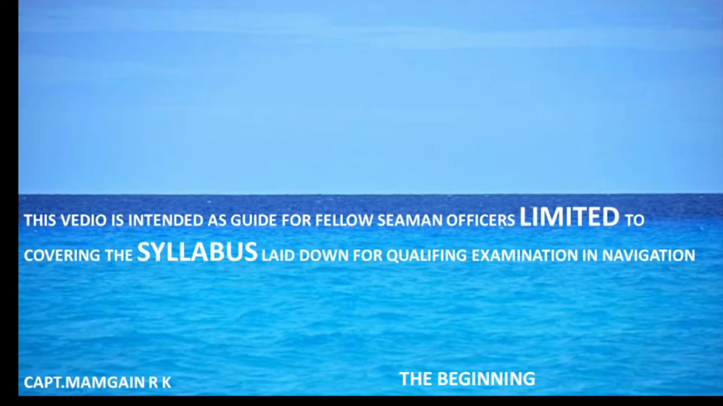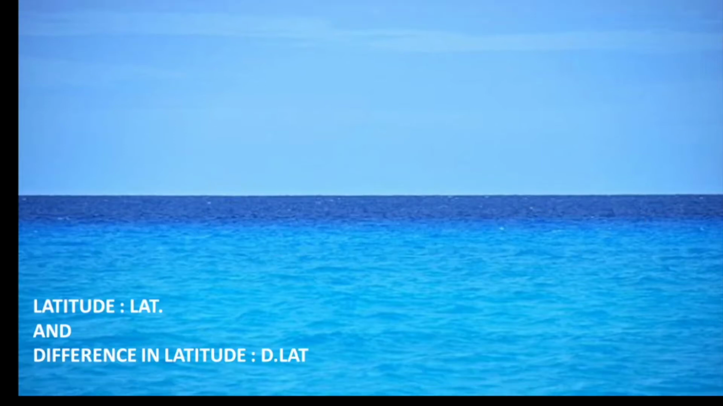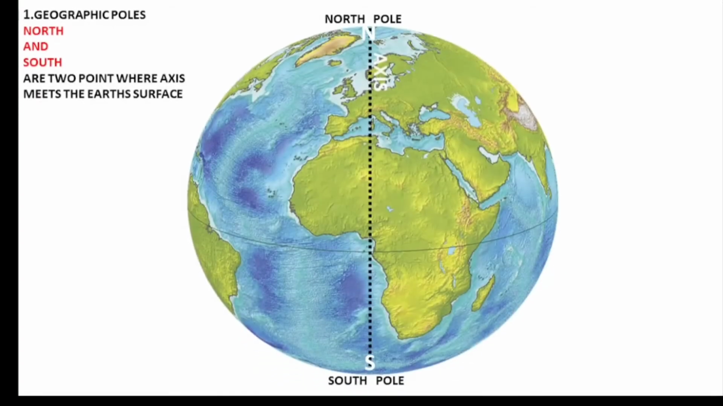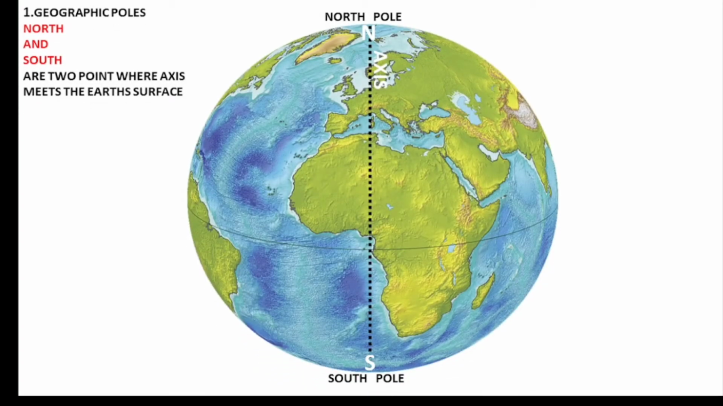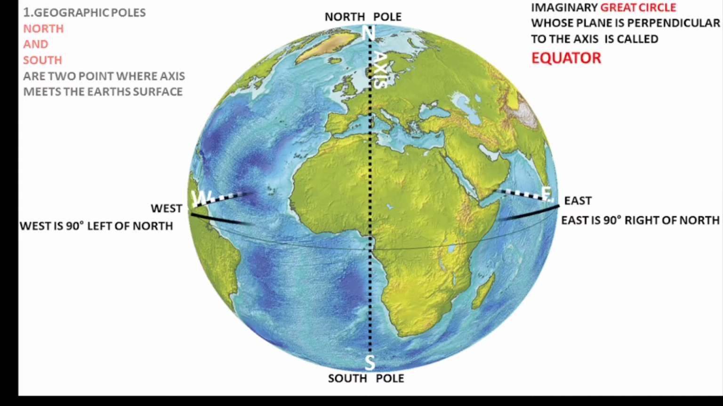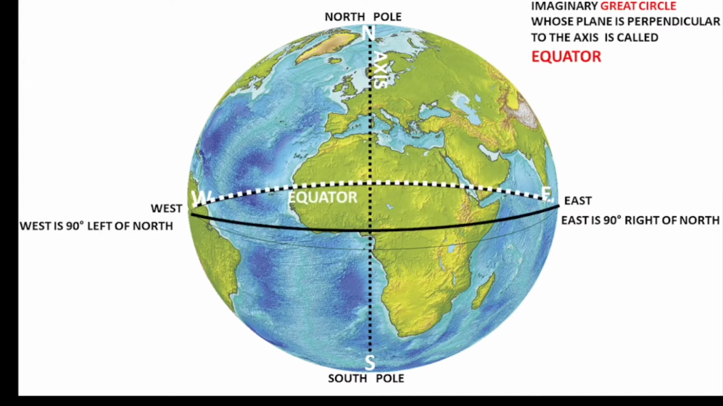Last time I talked to you about longitude and difference in longitudes. Today, let's start off with a fresh topic of latitudes and difference in latitudes. We already talked about north, south, 90 degrees to the left, west, 90 degrees to the right is east. Equator, great circle, plane is perpendicular to the axis.